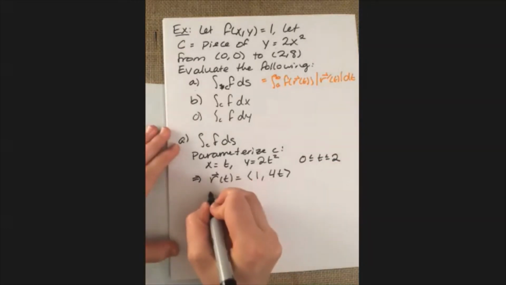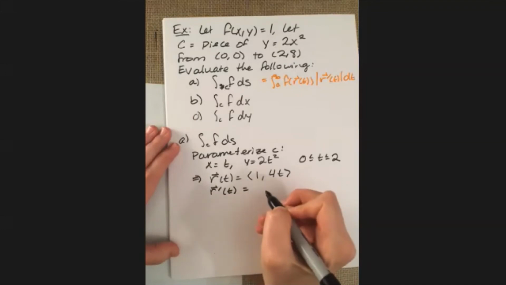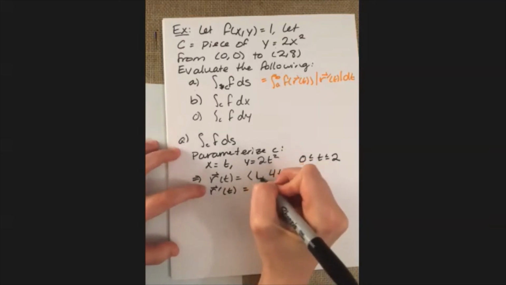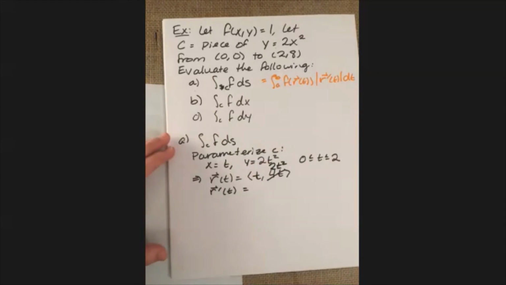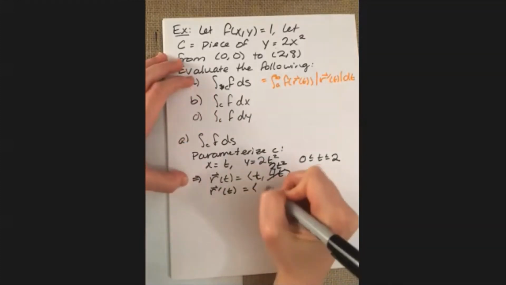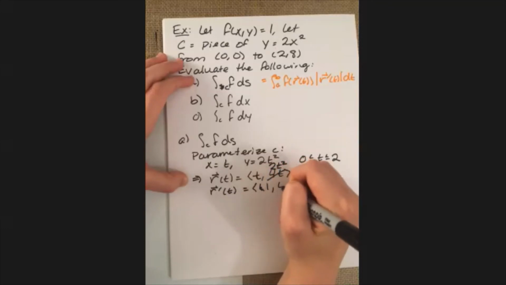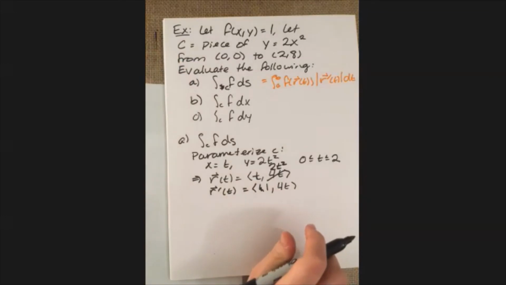Okay, r prime of t is equal to... oh, I did that in the next line. Okay, I take it back. r of t should be t, and this one should be 2t squared. Gosh, I just took the derivative right when I wrote that down. So r prime of t is 1 and then 4t.